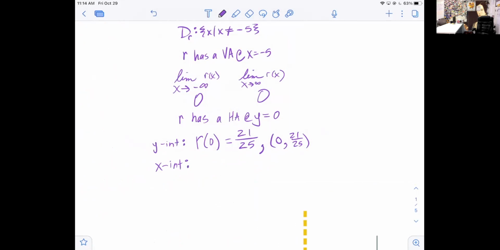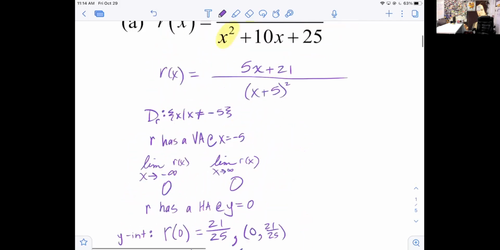How do I find an x-intercept? If y-intercepts are when x equals 0, x-intercepts then are when y equals 0. And you know what another name for y is in this problem? R of x. Yeah, so R of x equals 0. That would earn a check on a test. You always have to show me the equations you're solving.